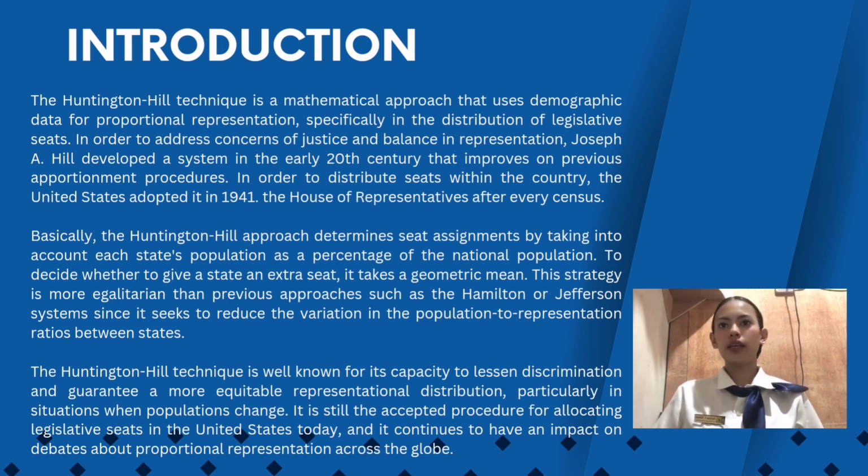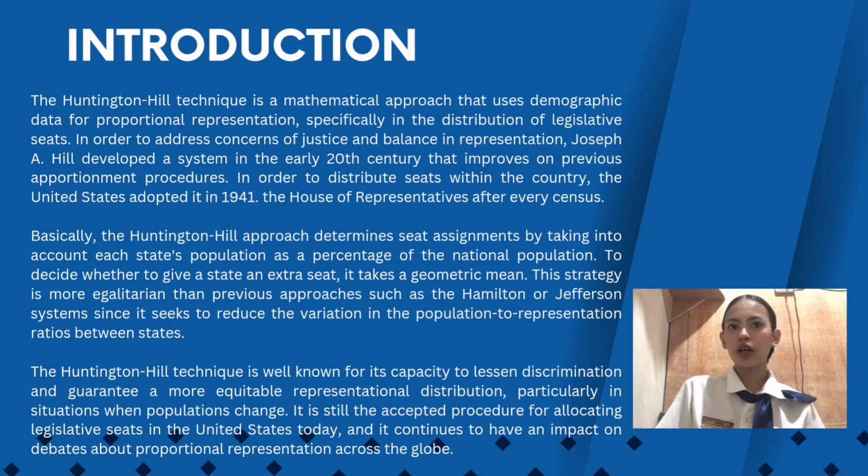The Huntington-Hill technique is a mathematical approach that uses demographic data for proportional representation, specifically in the distribution of legislative seats, in order to address concerns of justice and balanced representation. Joseph A. Hill developed a system in the early 20th century that improves on previous apportionment procedures in order to distribute seats within the country.